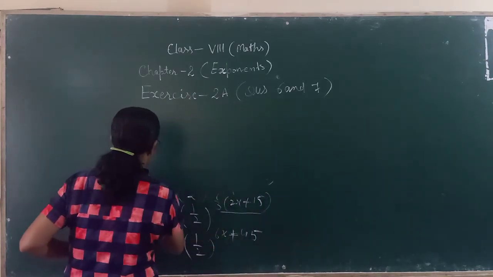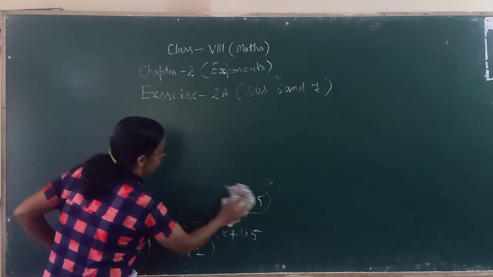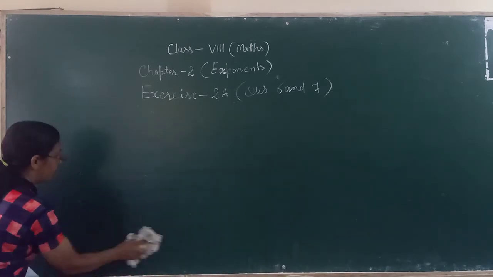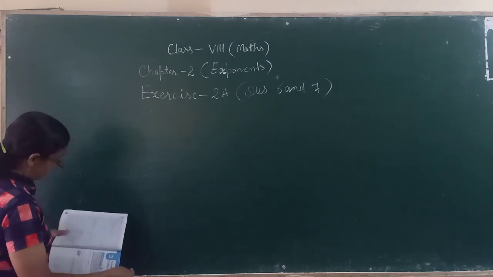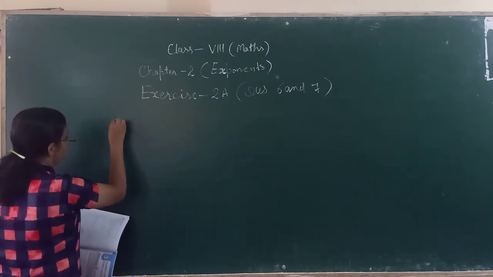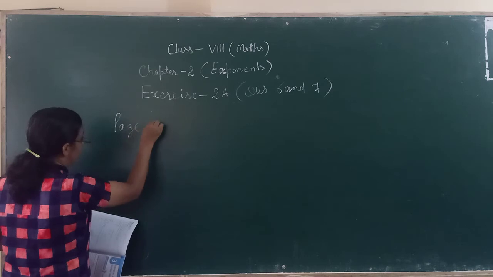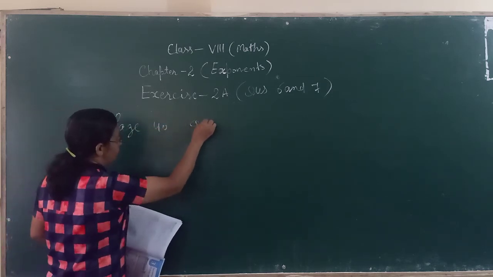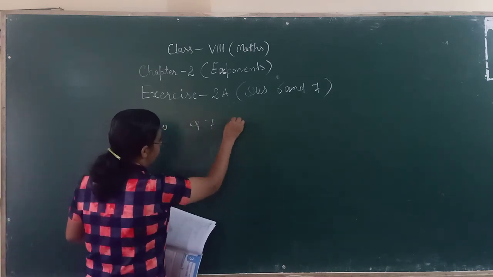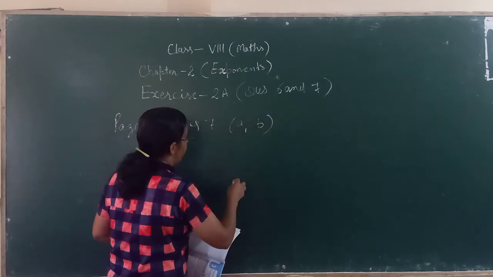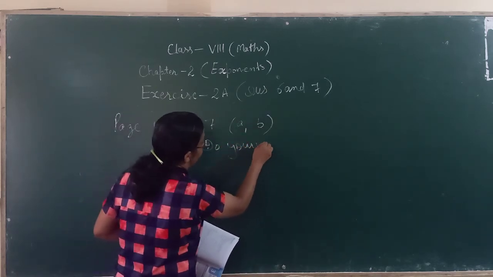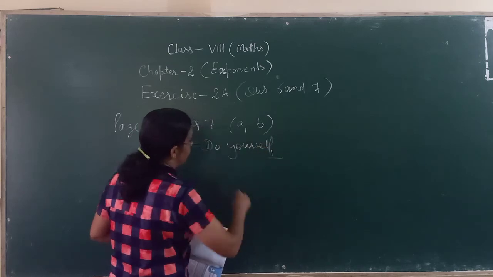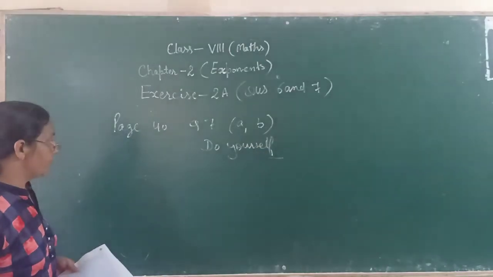Now, I want to give more to you. Page number 40. Question number I will write here for you. Question number 7. Page 40. और क्वेश्चन नंबर 7 का A and B पार्ट आपको करने हैं yourself. 6 भी कंप्लीट करना है आपको, ये भी कंप्लीट करना है.